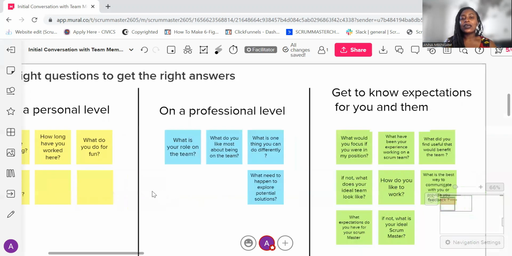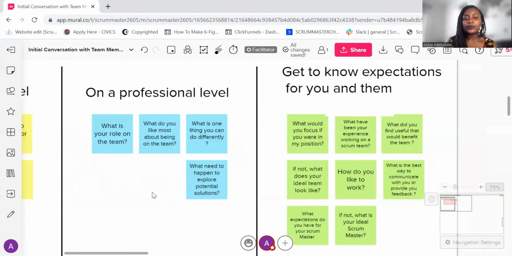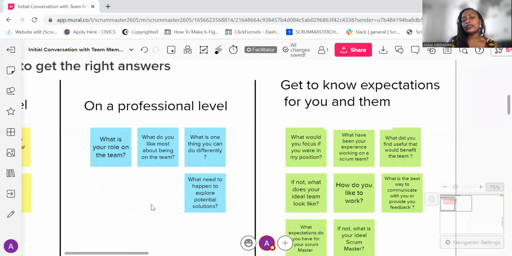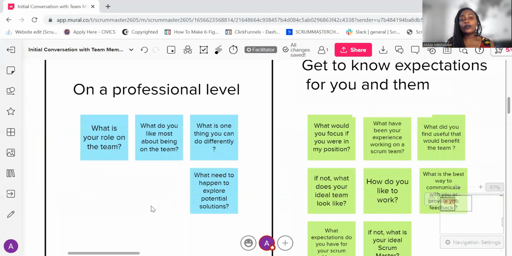Now we're going to go to the professional level, which is on a work basis, really. So the first question you want to ask is, what is your role on the team? Somebody can say, I'm a business analyst. Okay, that's great. I know what a business analyst does, but on this particular team, what do you actually do? Allow them to tell you what their role has been on the team. So you learn more about their roles, and then you ask, what do you like the most about being on this team? Everybody likes something about their team.